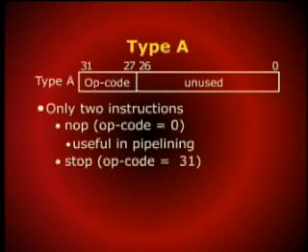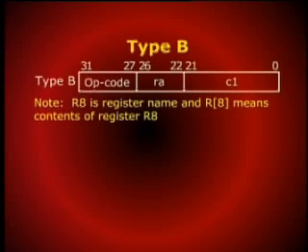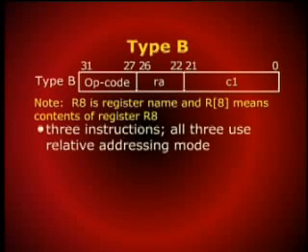Whatever is the data in unused bits, it's irrelevant. So important is the opcode. The next type, which is a type B instruction, as we said, the opcode would be followed by a register. We have an example of 3 instructions in this slide, and all of these use relative addressing mode.